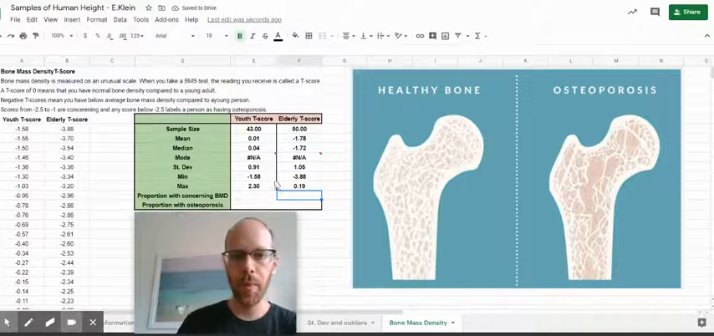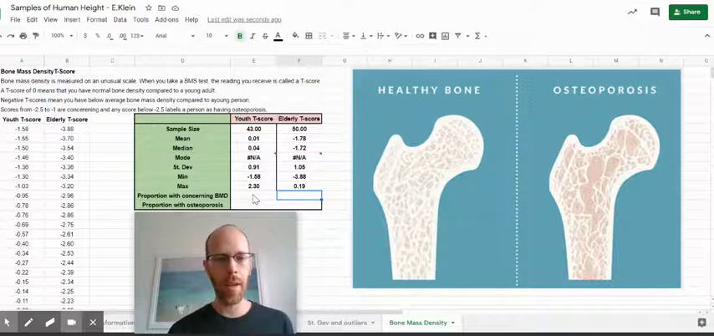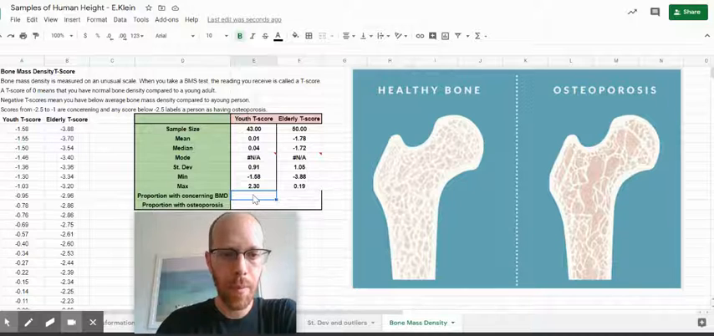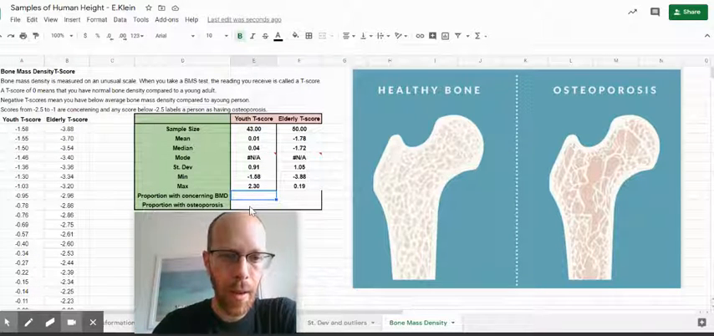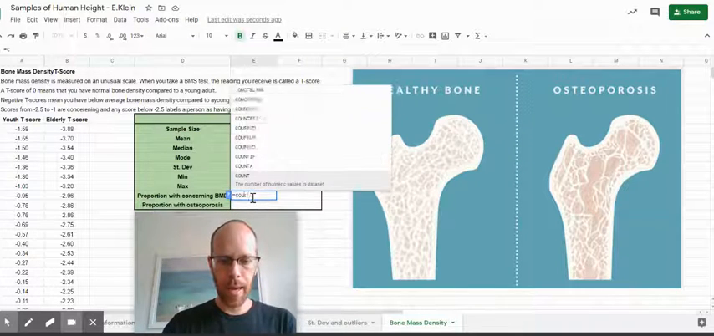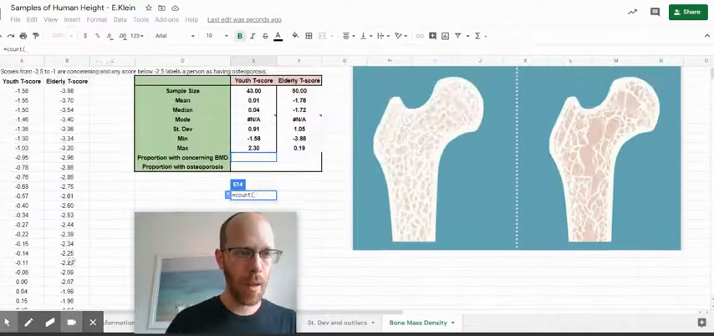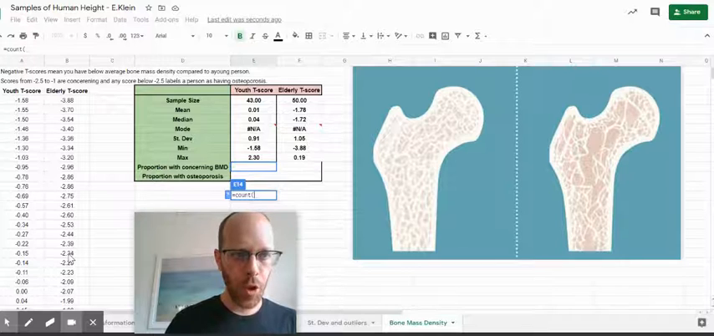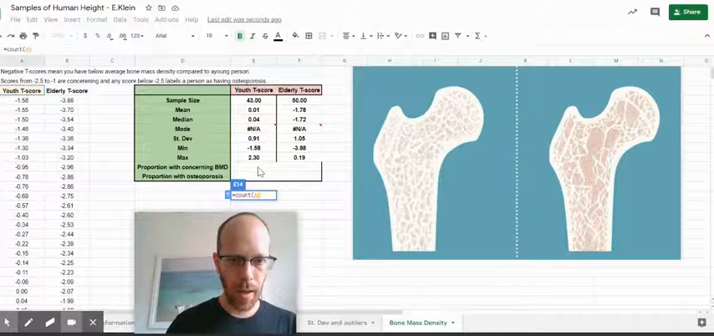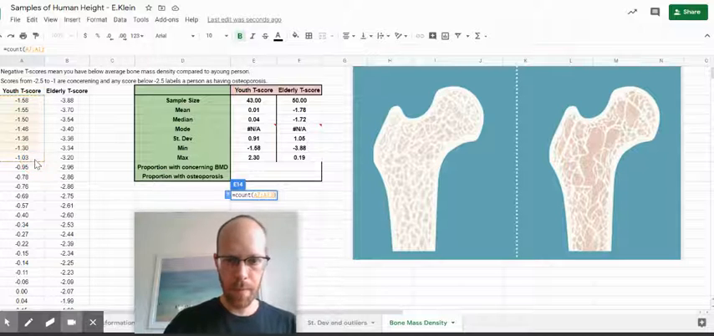Okay, so we've got our summary statistics. Another thing that I thought might be helpful for us to look at here, it's not always the case, but just find the proportion that have a concerning bone mass density, and the proportion that have osteoporosis. The way that you would do that is you would count the number that are in that range. For concerning, that's anything from -1 to -2.5. So that would be these scores right here.